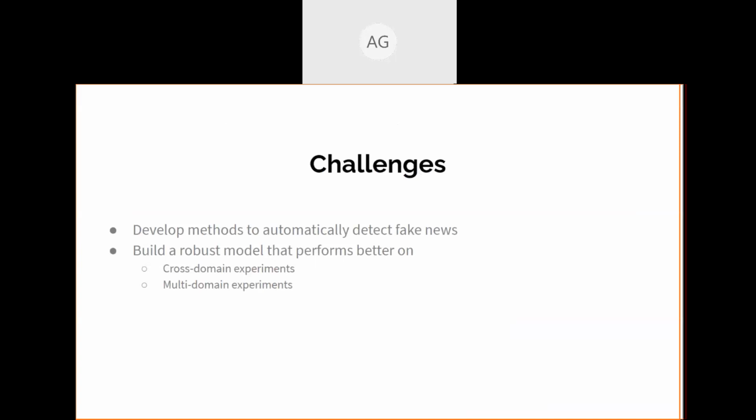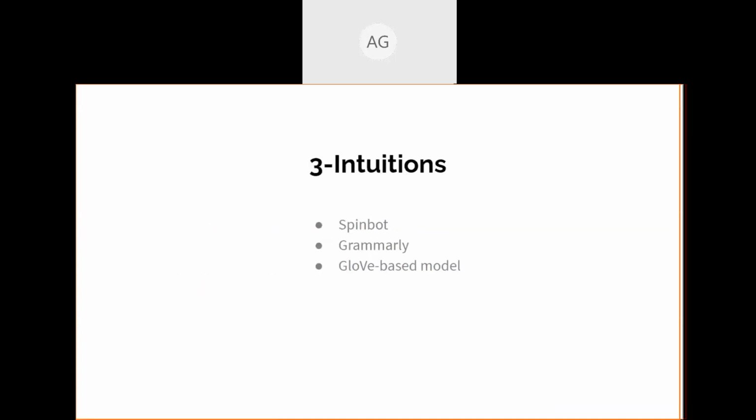Another challenge was to build a robust model that classifies between fake and verified content of online news from multiple domains and performs better than the state of the art in experiments like cross domain and multi domain analysis. Many times, news is new, and such newness of news articles, be it legitimate or fake, calls for robustness in the fake news detection problem. That is, a fake news detection model should not be domain dependent. So this slide talks about the three intuitions that lead this study, which are Spinbot, Grammarly, and the glove-based model. And now we'll try to understand each one of them in a bit of detail.